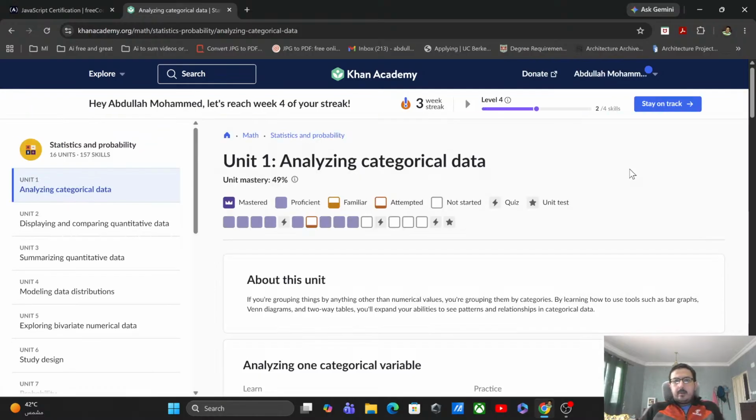Analyzing categorical data. This is grouping things by anything other than numerical values; you're grouping them by categories. Learning how to use tools such as bar graphs, Venn diagrams, and two-way tables will expand your abilities to see patterns and relationships in categorical data.